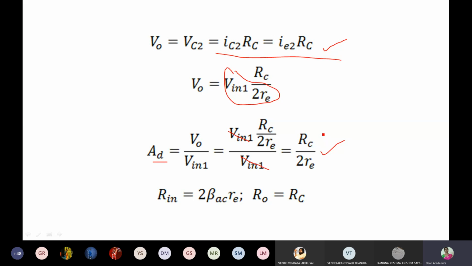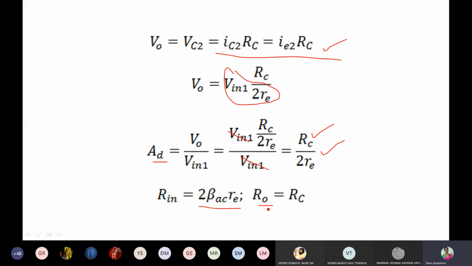For a balanced output differential amplifier, differential gain is RC by RE. If it is an unbalanced output differential amplifier, differential gain is RC by 2 RE, half of that. For balanced, it is RC by RE. For unbalanced, it is RC by 2 RE. And the common mode gain, input resistance, output resistance, all these are the same.